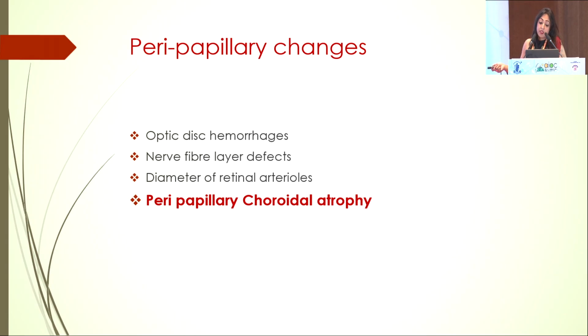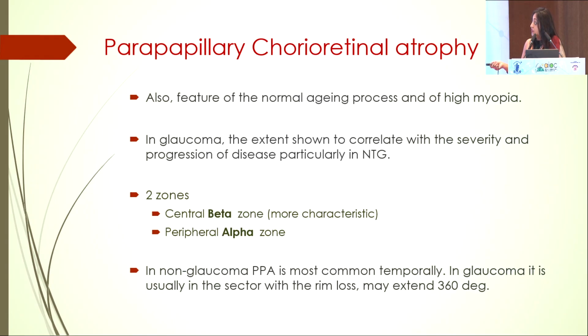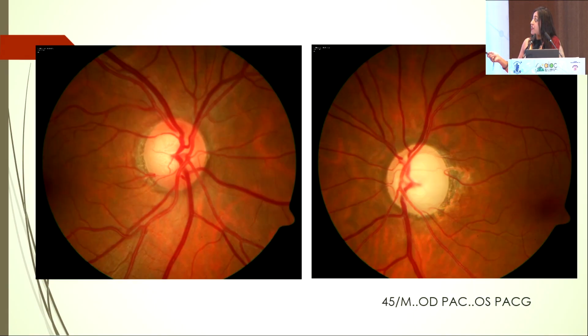And the last one is peripapillary chorioretinal atrophy. You have the central beta zone and peripheral alpha zone. In non-glaucomatous eyes, PPA is most commonly seen temporally. If there is a significant optic nerve cupping, you might see a 360-degree PPA also.